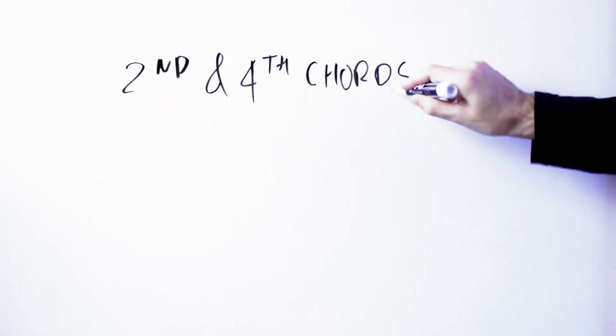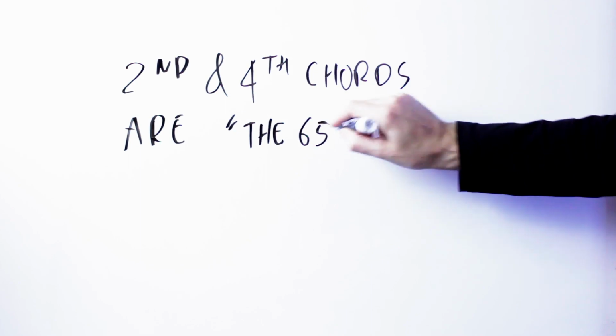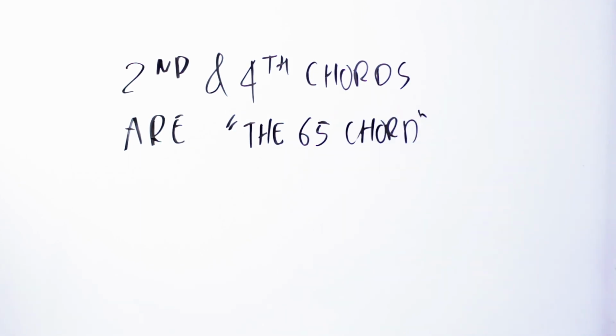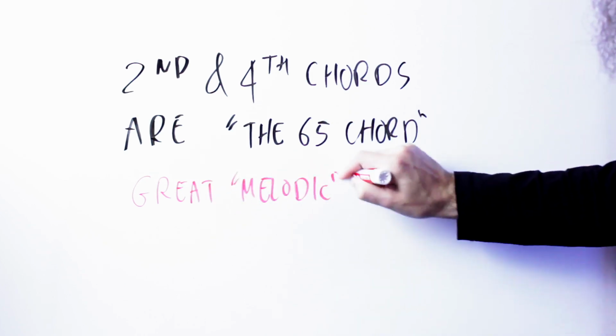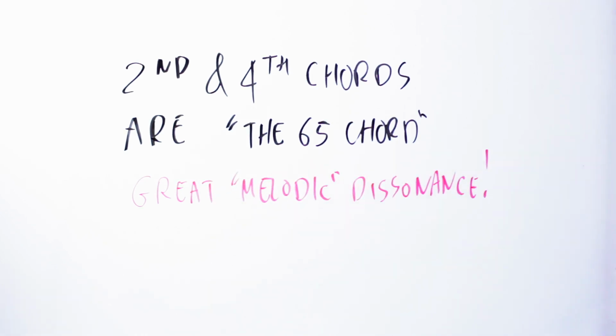In this chord progression, the second and fourth chord were both 6/5 chords. That wonderful little dissonance in there is exactly what we are going for, okay? So if you like the sound, stay with me and I'll show you exactly what this is and how to do it.